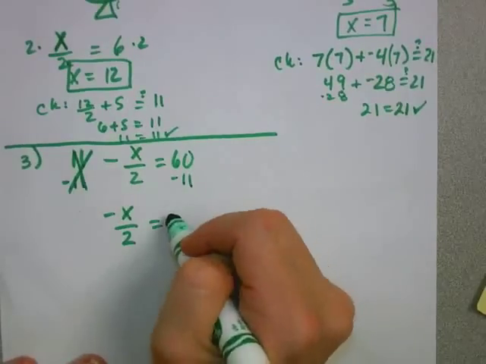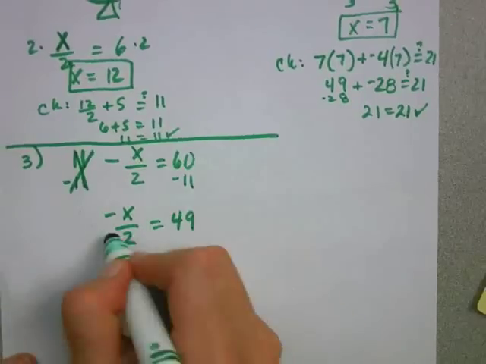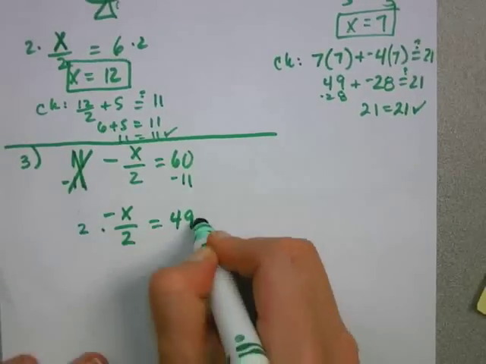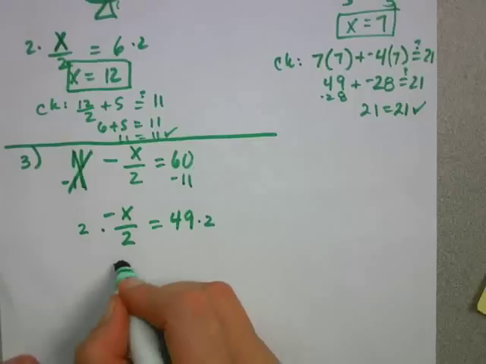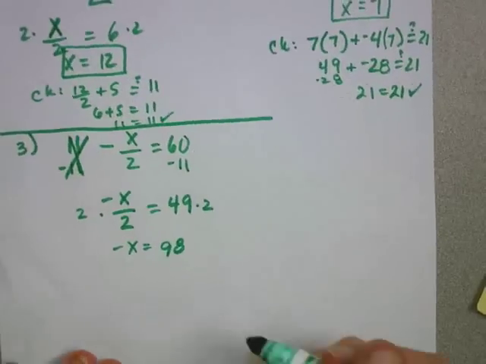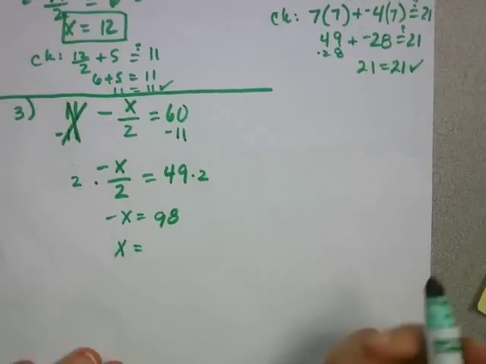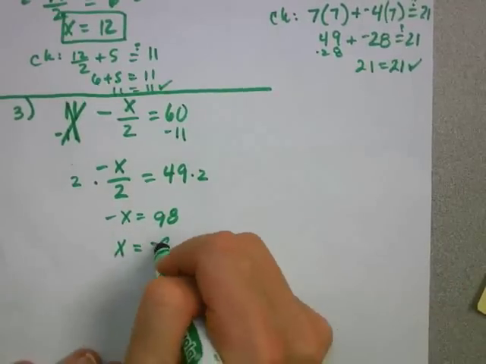And now we're kind of like the last one that I did on 3-1. So we're going to get rid of dividing by 2 first. So negative x equals 98. And then you can put a 1 in front and divide both sides by negative 1, or just say what's the opposite of negative x? It's x. What's the opposite of 98? Negative 98. And then we're going to check that guy.